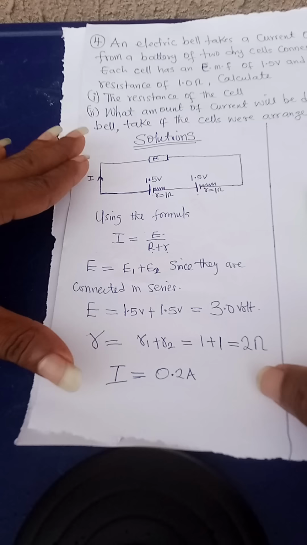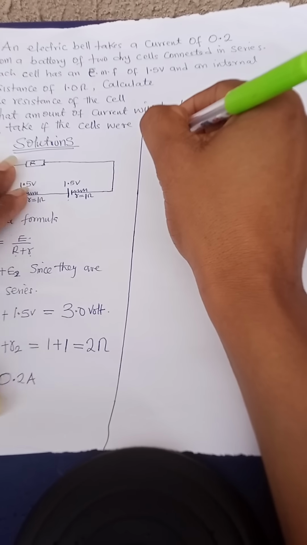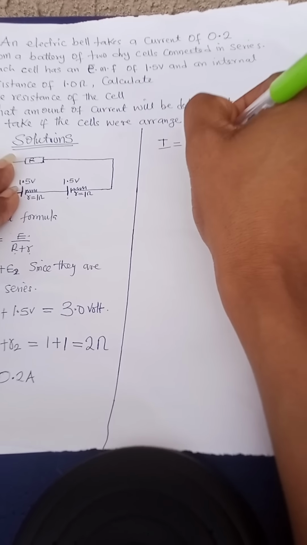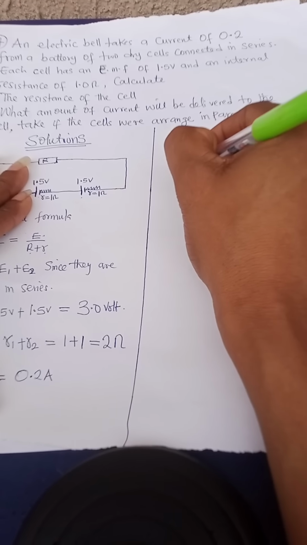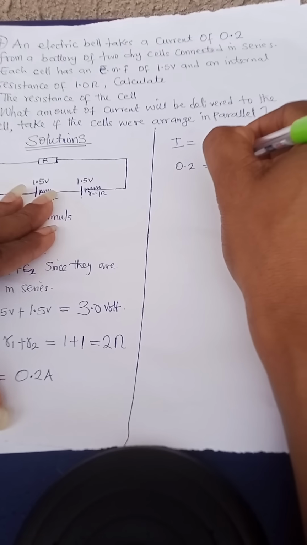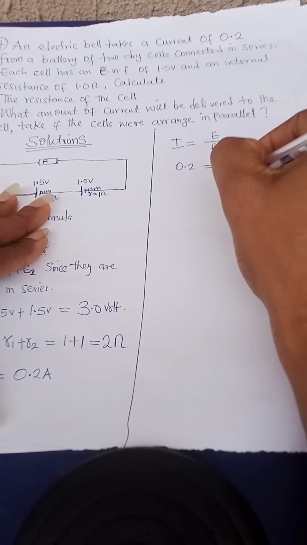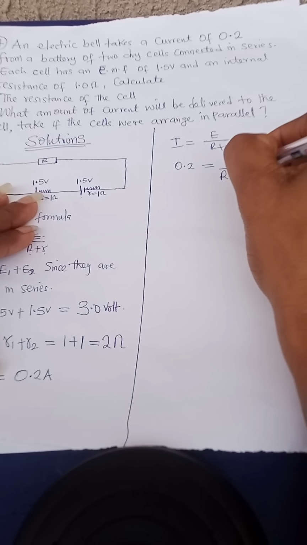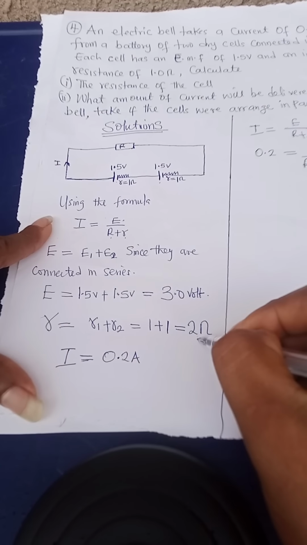Okay? So we move. I'm going to use this formula that I is equal to E over R plus r, which tells me that 0.2 is now equal to my E, which is 3 volts, divided by R plus 2, because the internal resistance here is equal to 2.